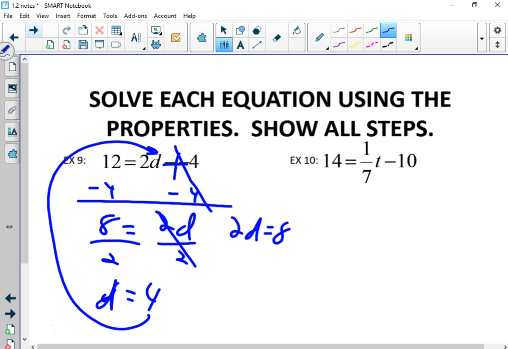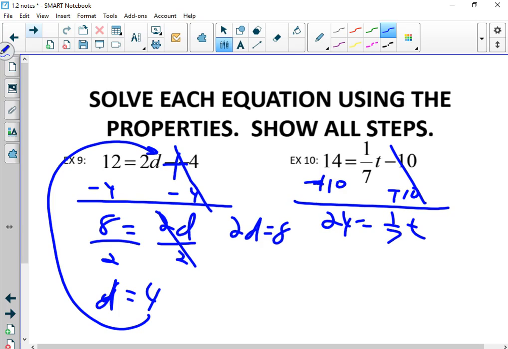Okay, number 10. Same problem, basically, except we have a fraction. That's okay. It's not going to throw us off. First step is still to get rid of that 10. So we're going to add 10 to both sides. Cancel. 14 plus 10 is 24.